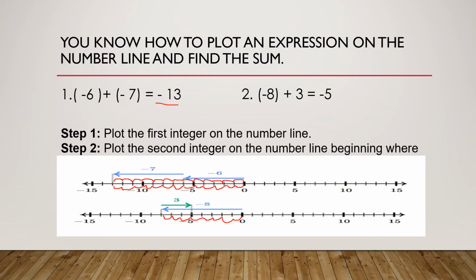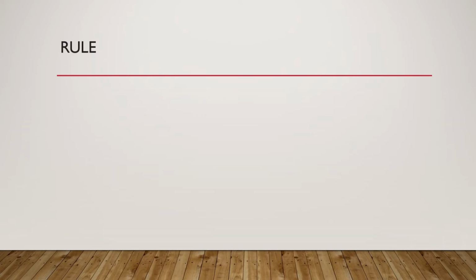So we need to count back, backward. So we have 1, 2, 3. That's why we have plus 3. So what is the remaining? We have 1, 2, 3, 4, 5. That's why our answer is negative 5. Okay, get it? Next, we have the rule.